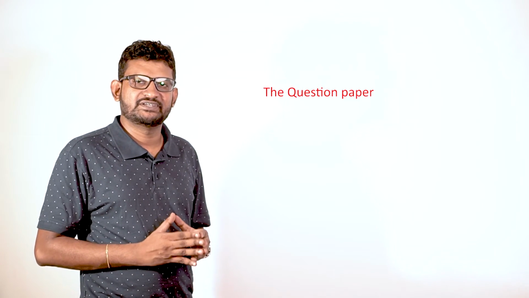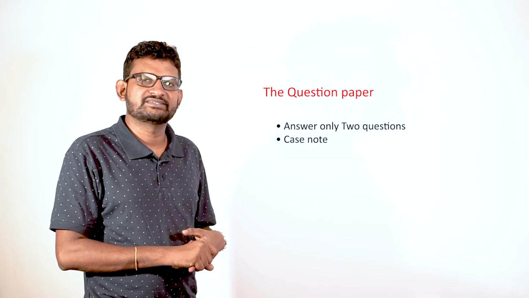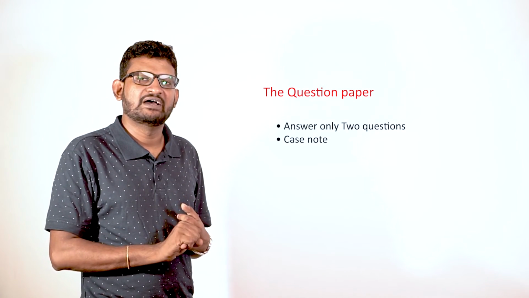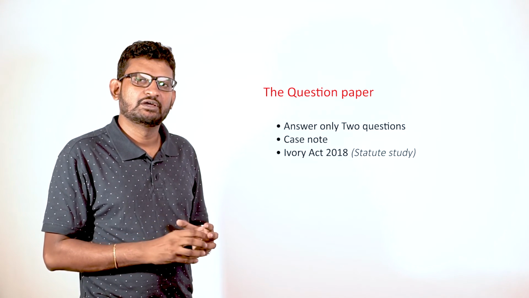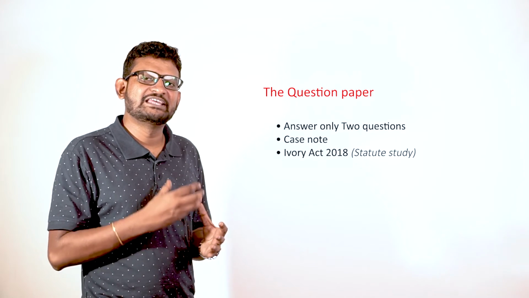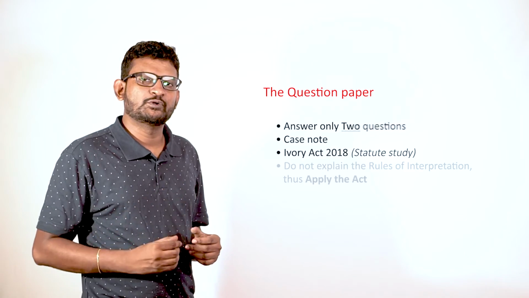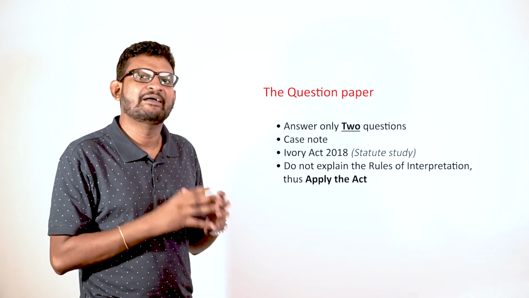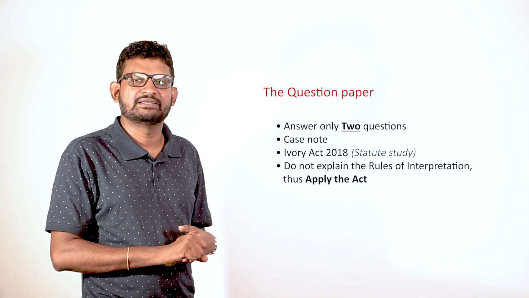As per your paper for this year, you are only expected to do two of those areas. Then you have the case note. This year's case note is fairly simple. As per this year, you have the Ivory Act of 2018 as your statute. And the examiner will give you a scenario to apply the Ivory Act 2018. And again, you are not expected to talk about the rules of interpretation. You are expected to apply the act. So if you have decent English, you should be able to pull through this English legal system exam.